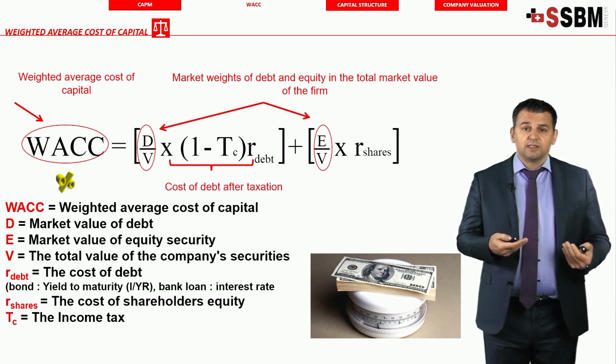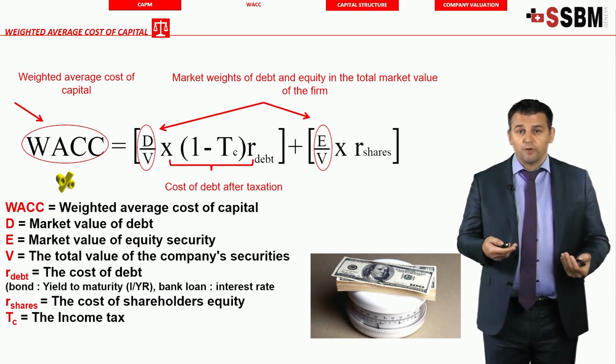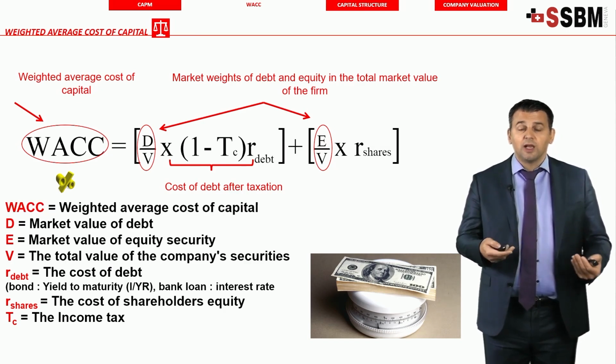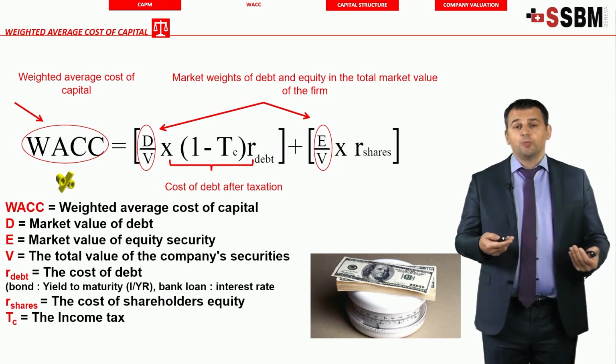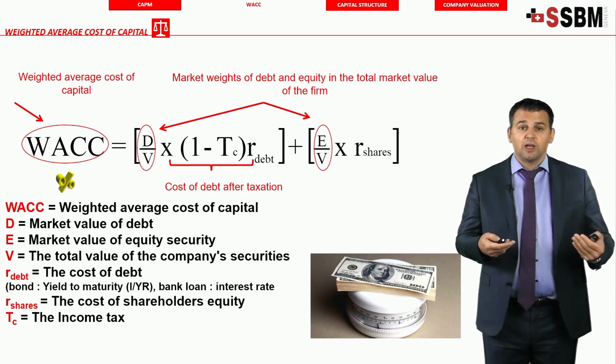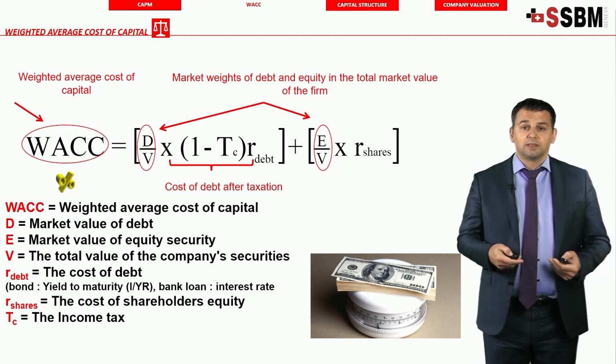Then the cost of debt: R debt is the cost of your debts, and T is the tax rate. 1 minus T gives the cost of debt after taxation. So you have to consider the profit tax. Why? Because the interest on the debt, like coupons or interest on bank loans, are tax deductible costs. If you have such interest, this is booked as a cost in P&L, and you pay less profit tax. Because of that effect, you have to consider the tax shield: 1 less T, the profit tax rate in the country where you are based.